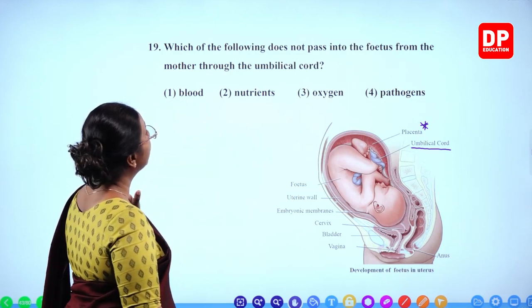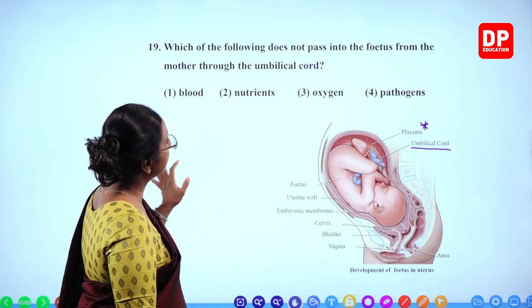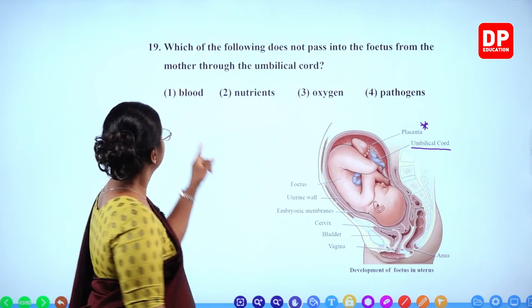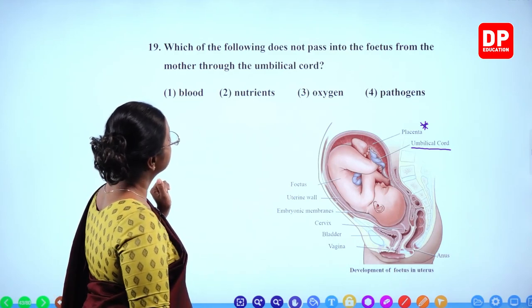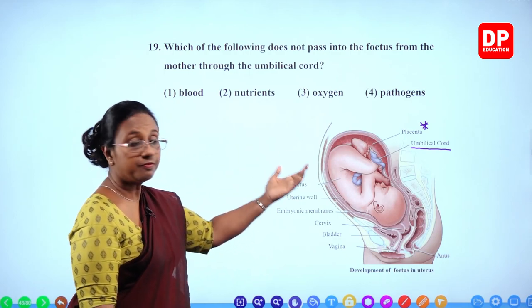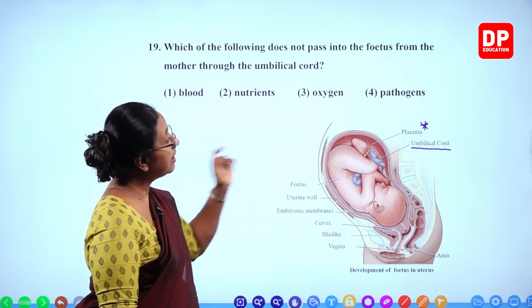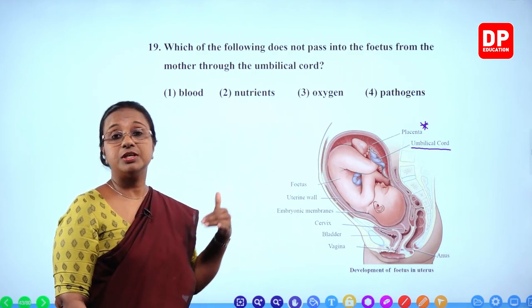So if we go back to the question, which of the following does not pass into the fetus from the mother through the umbilical cord? Blood never passes. Nutrients, yes. Oxygen goes from the mother to the fetus so that the fetus can breathe. And pathogens also, yes, they do go from the mother to the fetus.